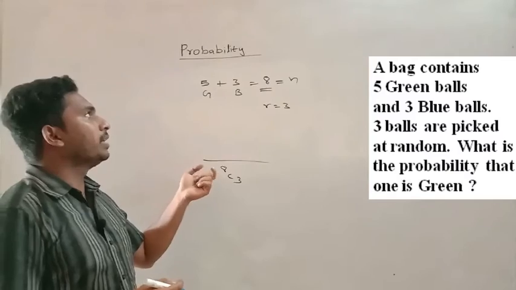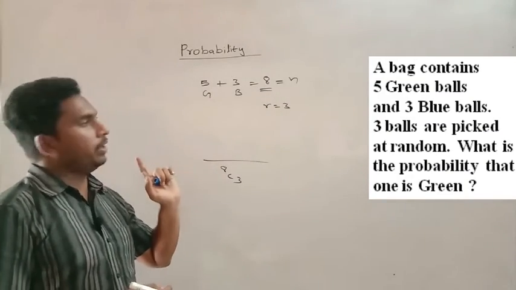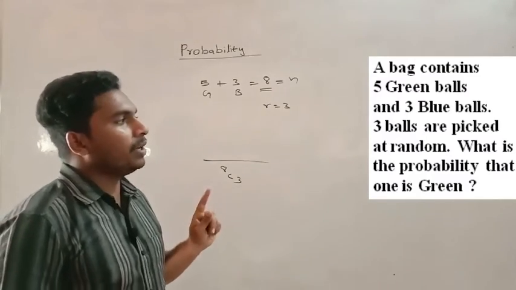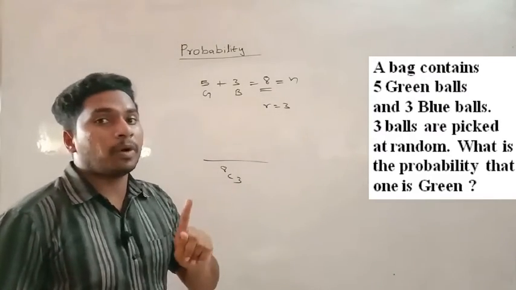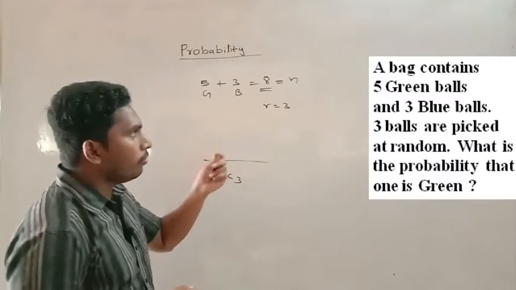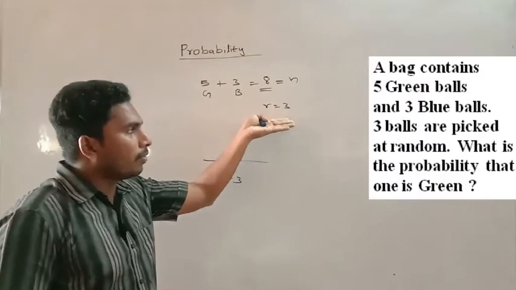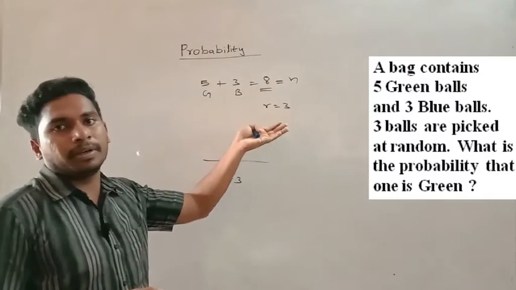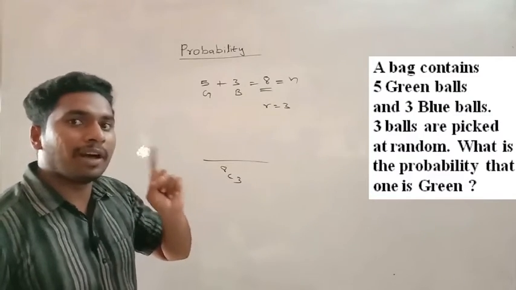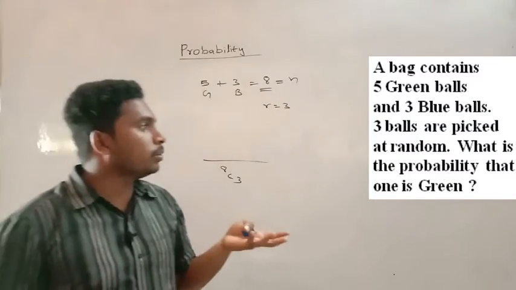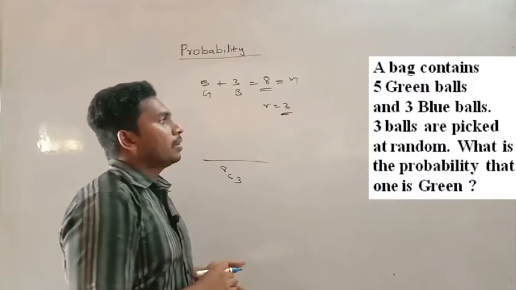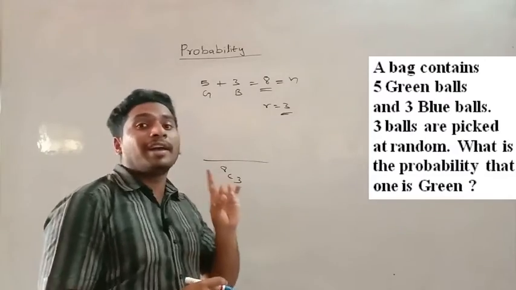Out of 8, 5 are green and 3 are blue. Now what is the condition here? What is the probability that 1 is green? They are telling that out of the 3 balls that are picked up, only 1 is green. 1 means only 1. Then how about the other 2? 3 are picked, right? They are asking the probability that 1 is green.